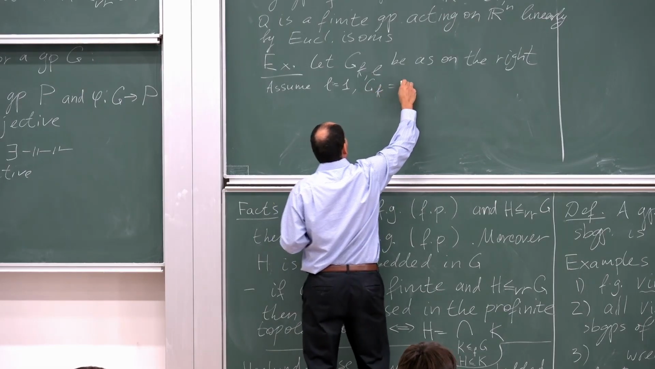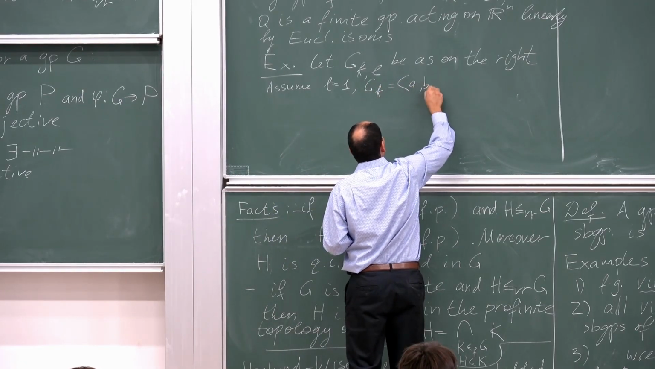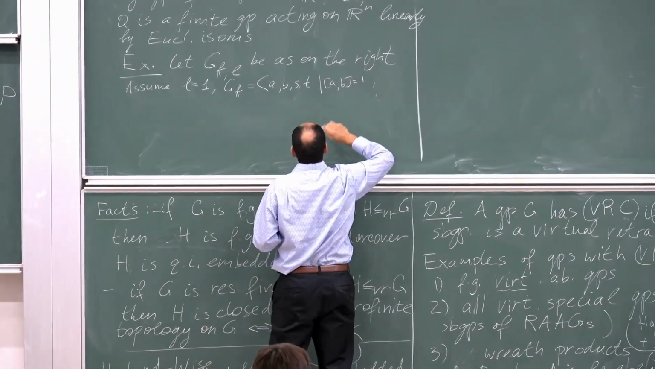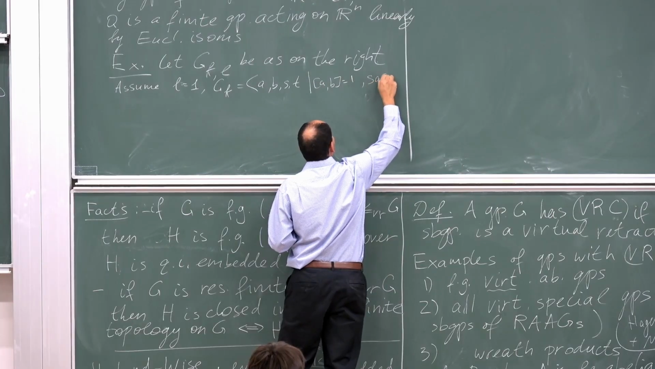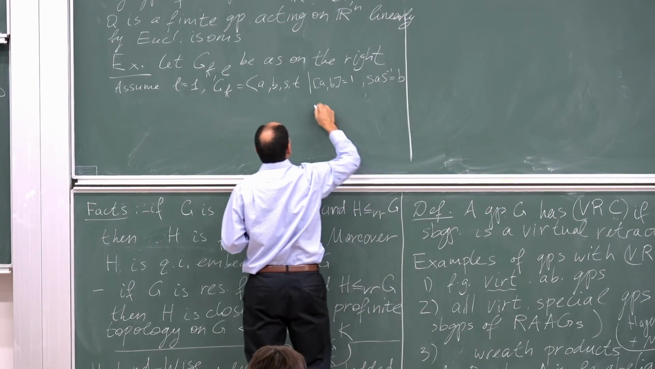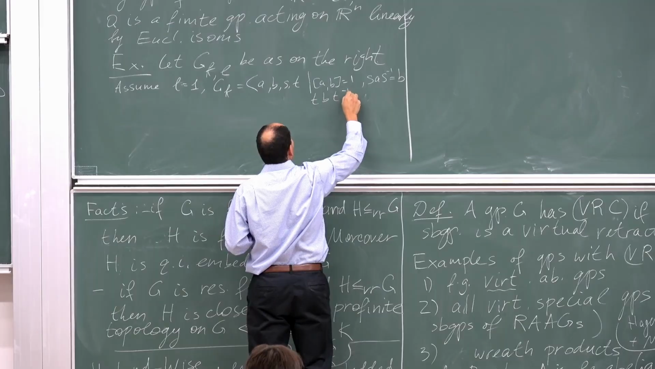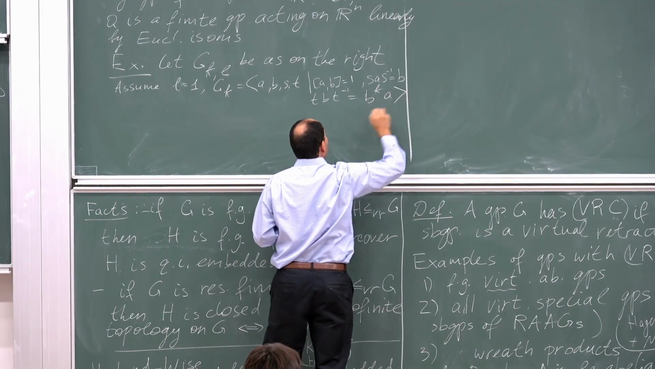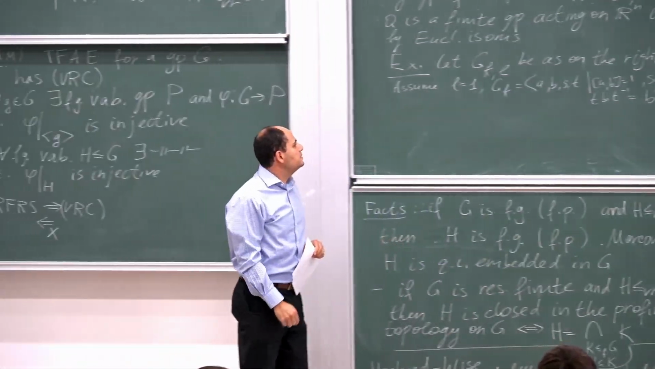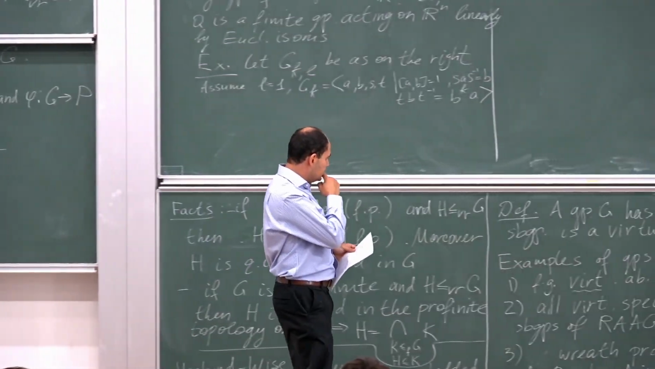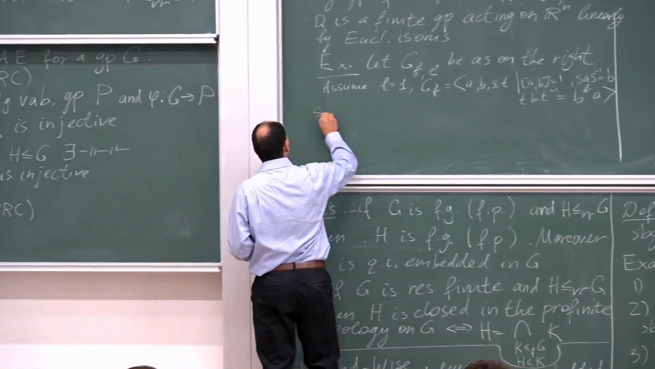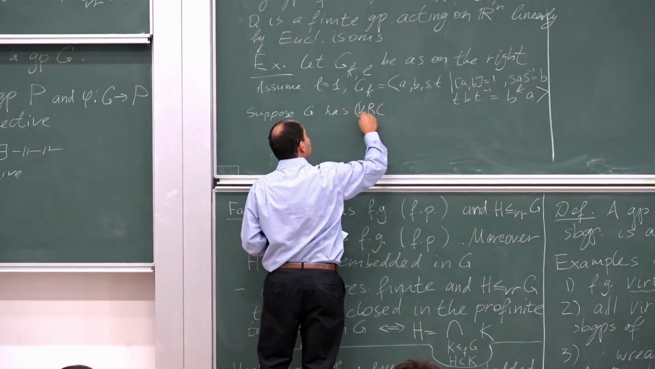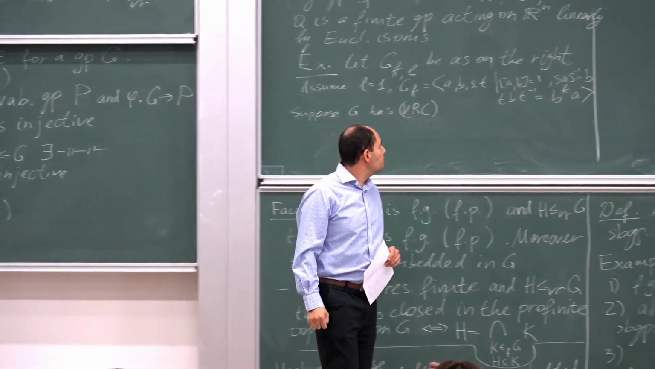So A commutes with B, S conjugates A to B, T conjugates B to A to the K. Okay, just to simplify the calculation, let's assume this. So suppose G has VRC. Right? This is in our class C, so our theorem applies.